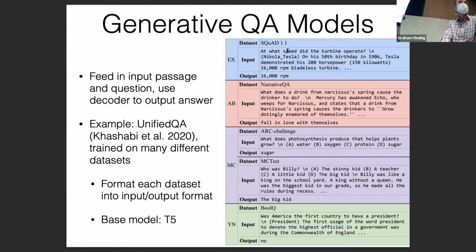Cool. Are there any questions about this or any of the other things we talked about? Yeah, what happens if the context passage is too long?